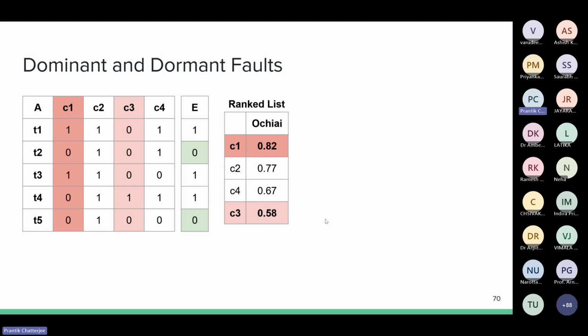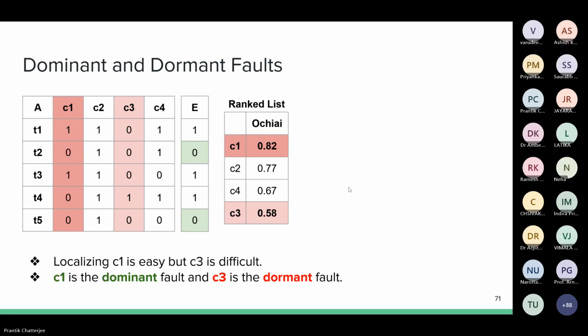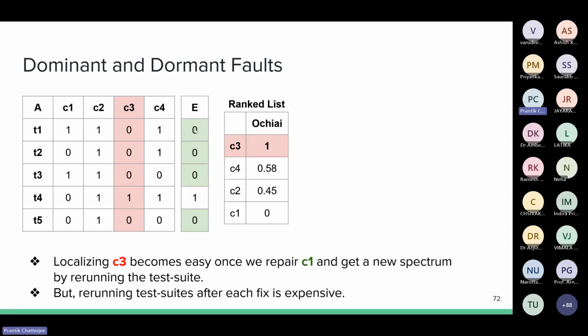So in real life, in the presence of multiple bugs, what do you do? You examine these lists, you catch C1 as the buggy component, and then you go back to the program and fix C1. If you fix C1 and run this test suite again, what will happen? All the test cases in which C1 was executed will now pass, right? Because you have fixed C1. So after fixing C1, you see that C3 is now bubbled up to be the topmost buggy component.